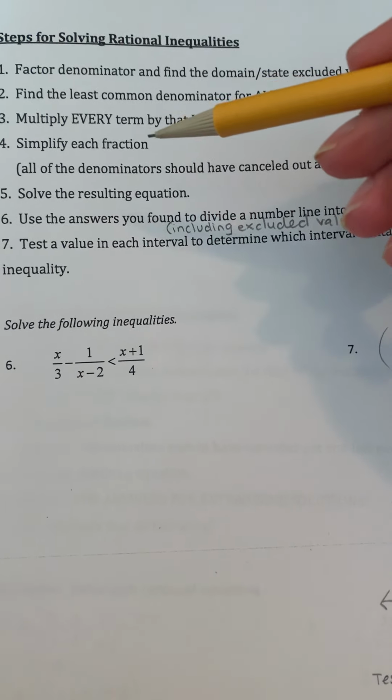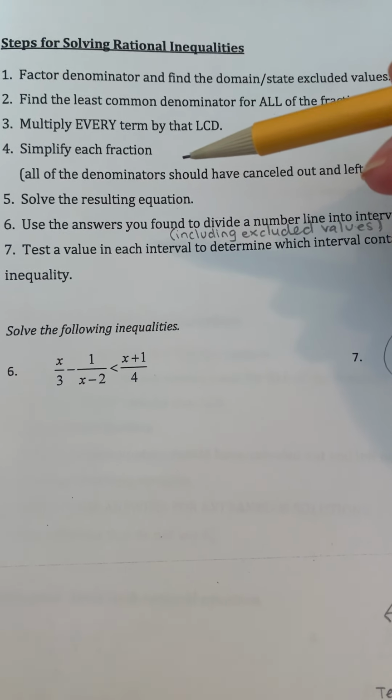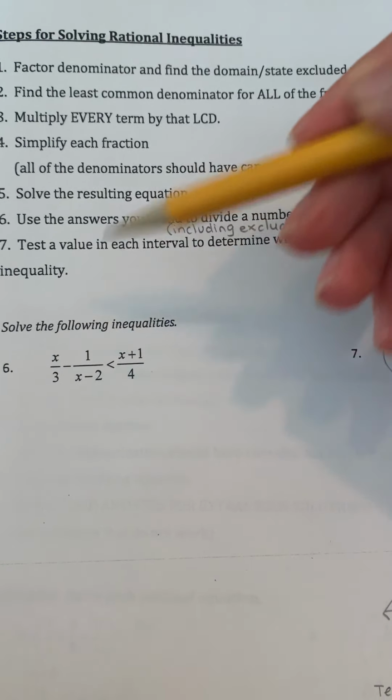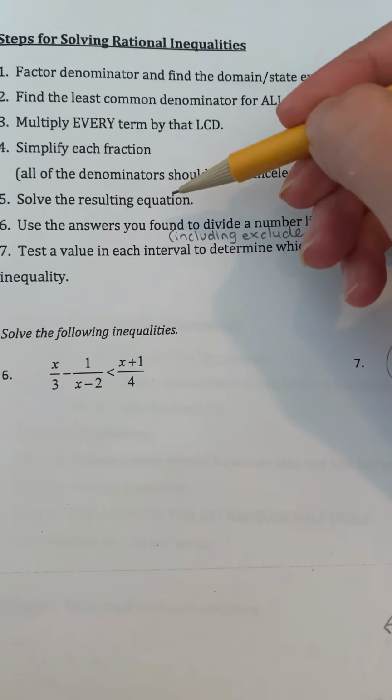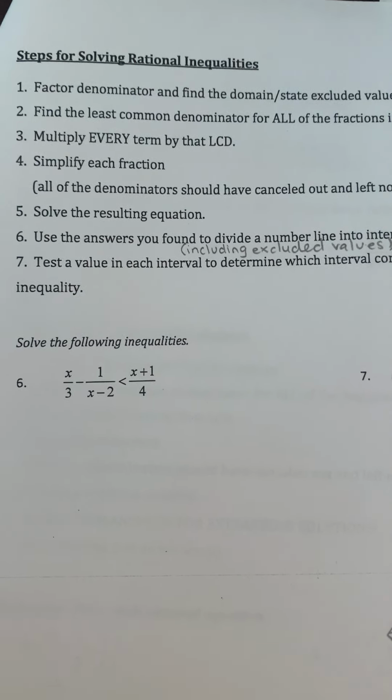You're going to simplify each fraction. The actual fractions should cancel out. Now, you're actually going to pretend that this is an equation. You can even replace our inequality symbol with an equal sign if you need to, and you're going to solve the resulting equation. Now, here's what's different.